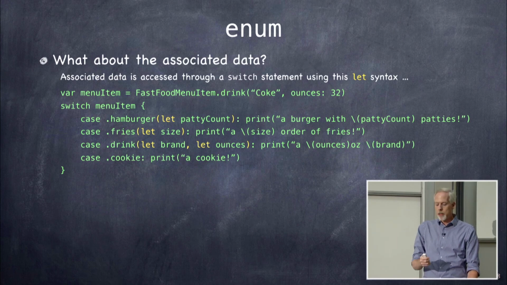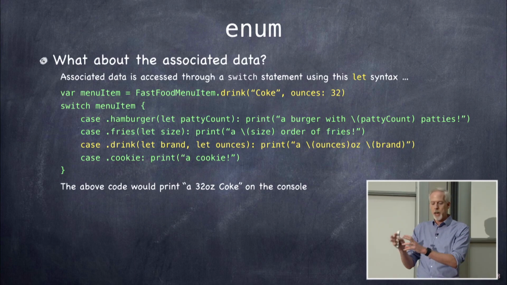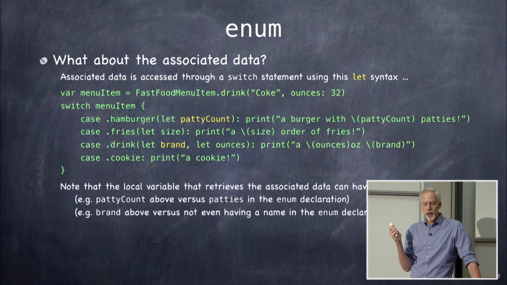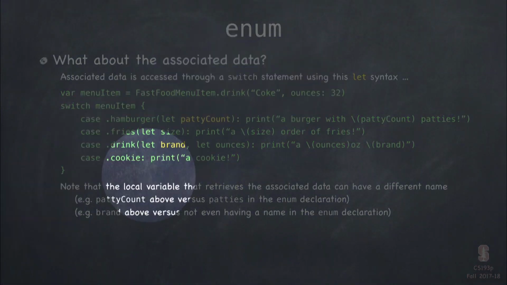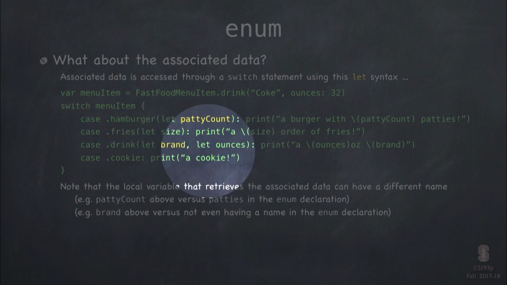Now, that little name that you use, so if this were a Coke, it would print whatever ounces Coke right there, because it's getting the Coke into brand, it's getting the ounces into something called ounces, and then it's doing that print. This naming does not have to be the same names as you declared the enum from. In fact, if we look at this Coke one right here, this let brand, remember in the original enum, that didn't even have a name. It was just a string, right? And it had ounces, colon, ounces.